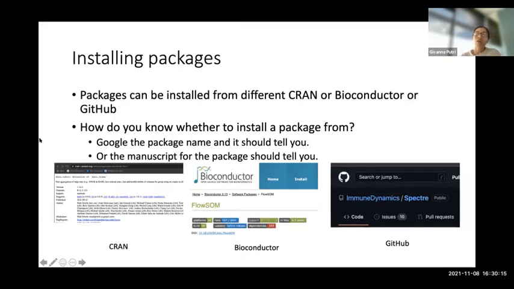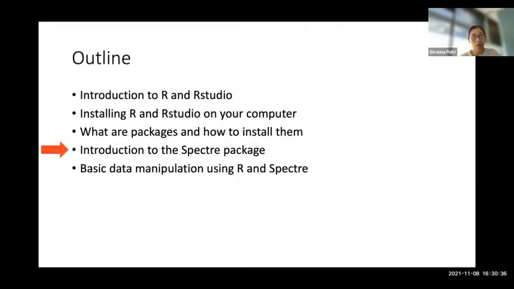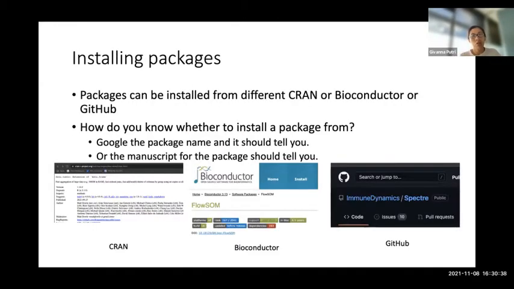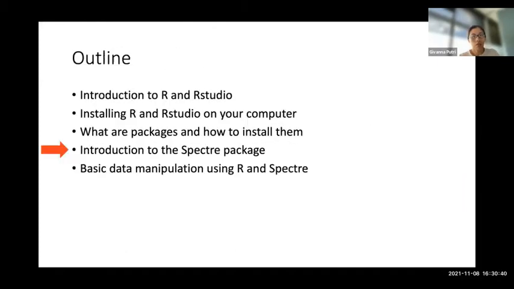Say you're given a particular package, how do you know which source you need to install it from? The first thing to do is to simply Google the package name, and it should tell you. Alternatively, the manuscript that describes the package should tell you where to download it from. Of course, different packages require different ways of installing, and we will go through that later during the practical session.